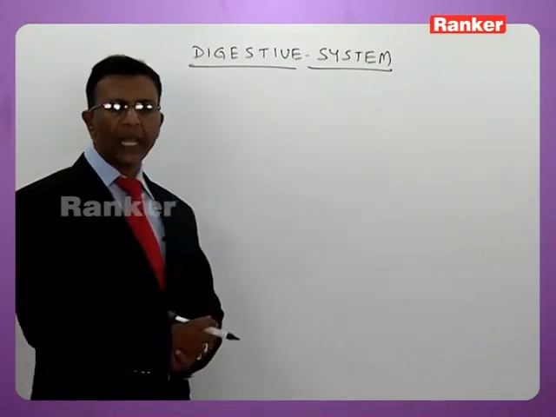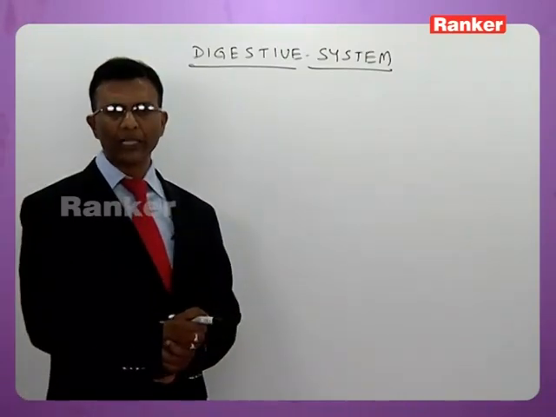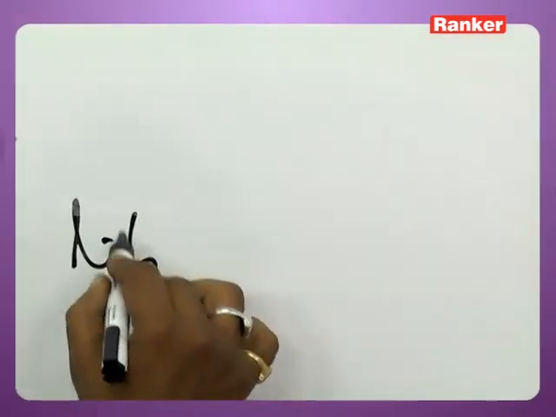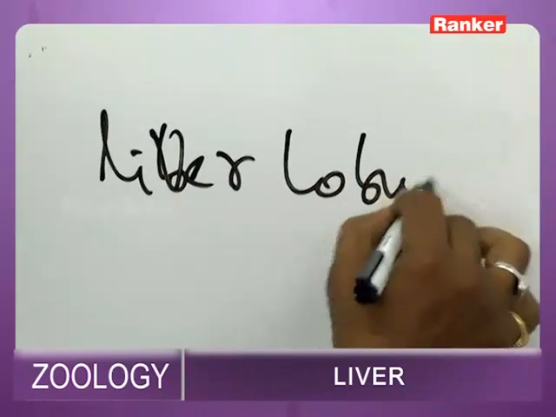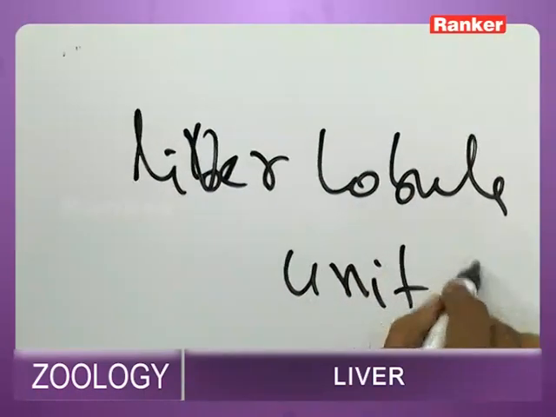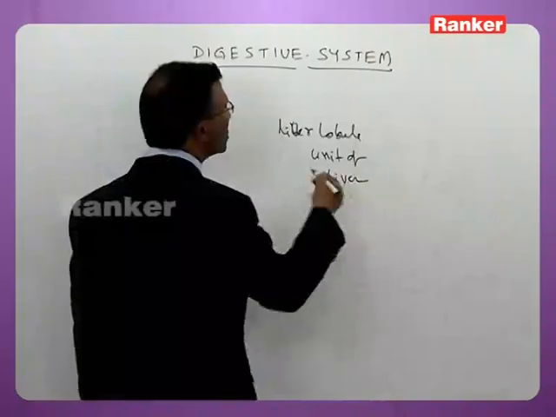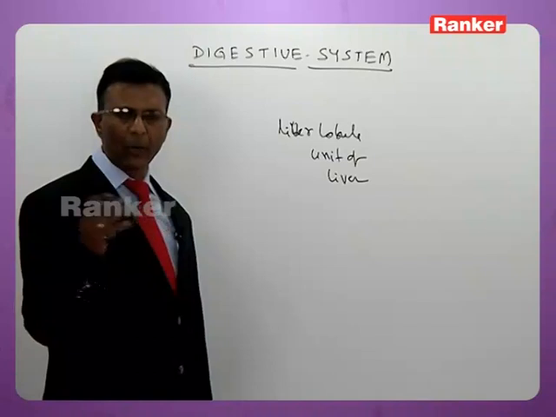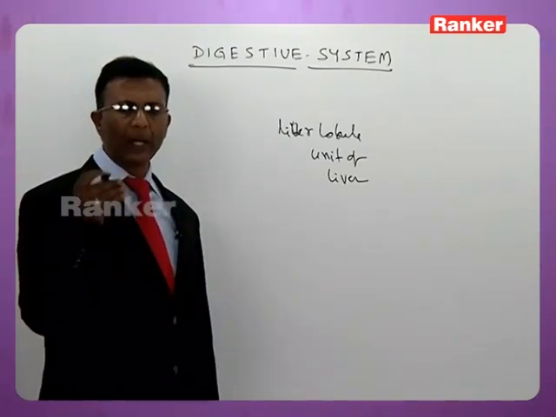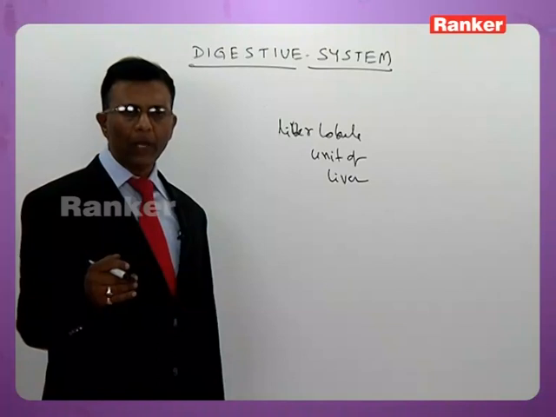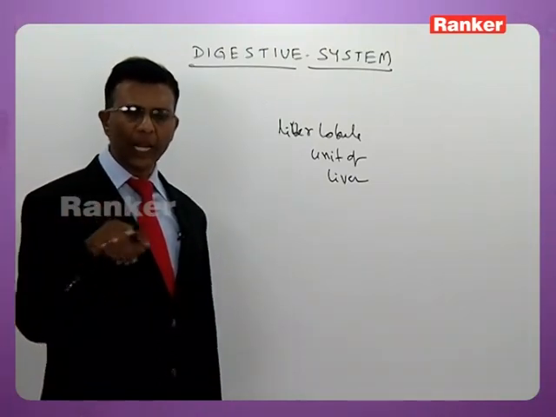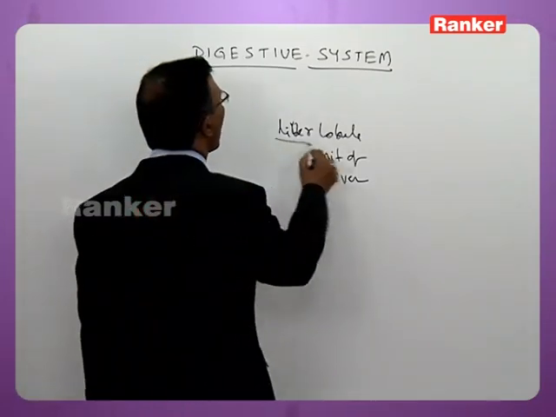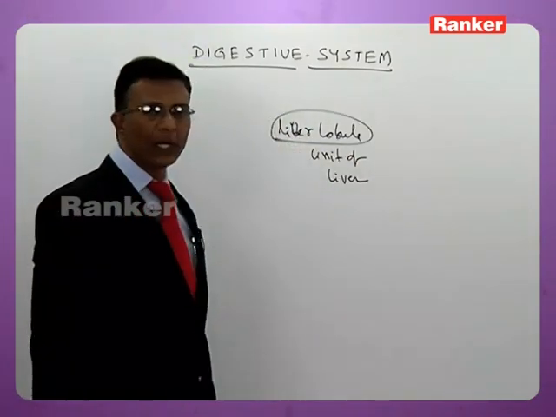If you get a question in an exam: what is the unit of the liver? What will you answer? You have to answer liver lobule. The functional unit of the liver is the liver lobule. This you have learnt already. The liver has two lobes, right lobe and left lobe. The right lobe is again divided into right lobe proper, caudate lobe and quadrate lobe. Within each lobe there are lobules. So the liver lobule is referred to as the functional unit of the liver.